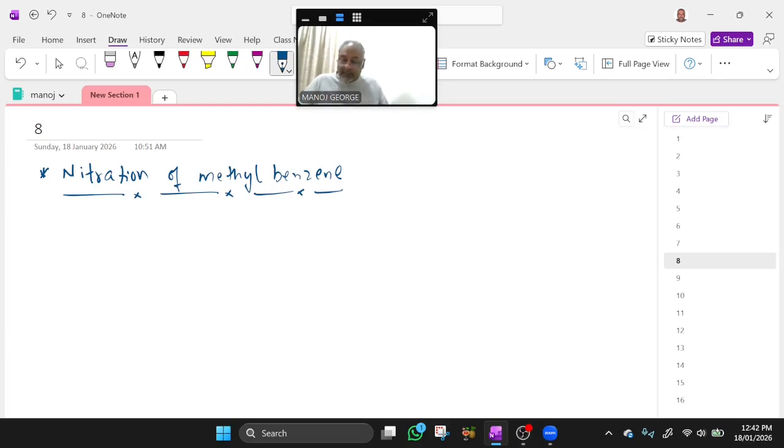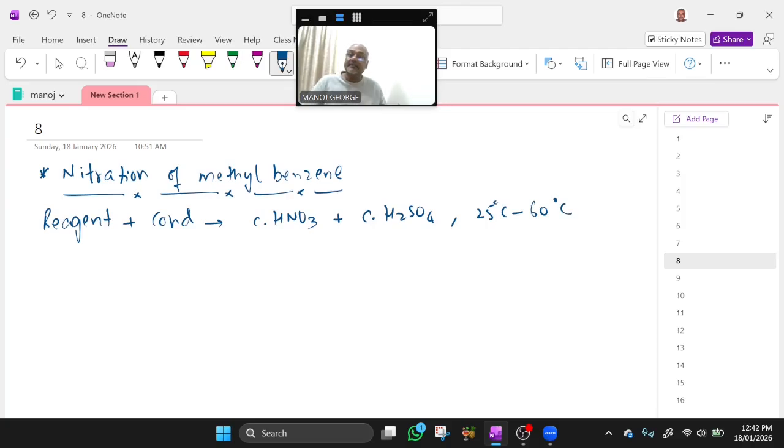Now, Siddharth, make it 60. So the reagent condition still remains the same. There is no difference. Reagent plus conditions. Again, these are all very, very important questions which keep coming in the exams. So I need concentrate HNO3 plus I need concentrate H2SO4, and I need 25 degrees Celsius to 60 degrees Celsius. So these are the reagent conditions, even for methyl benzene, everything remains the same.